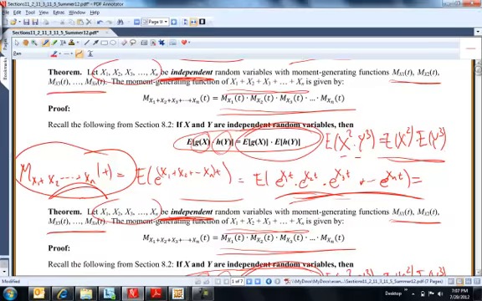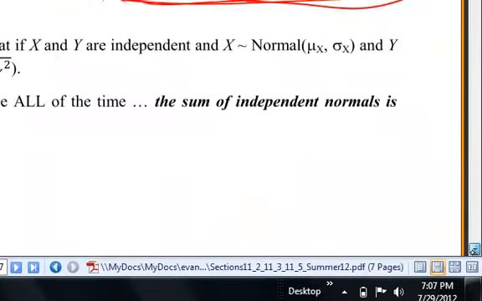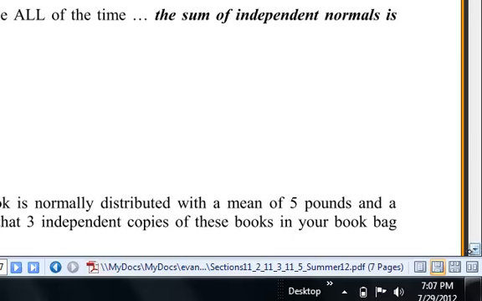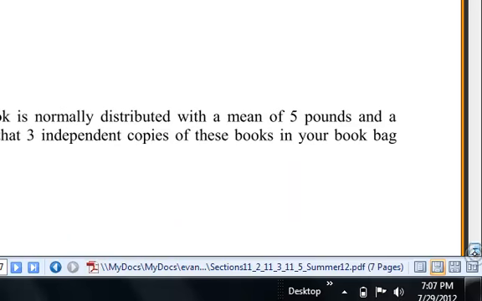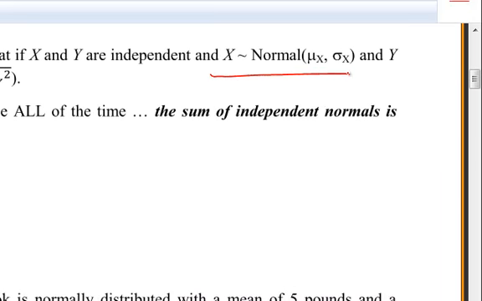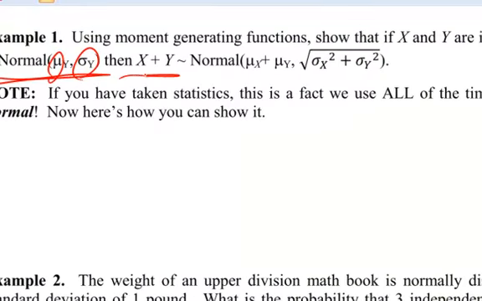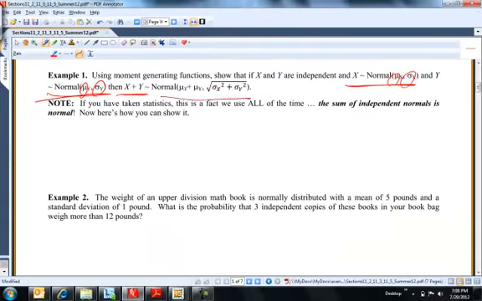So for example 1, I want to show that the sum of two normals is normal. We use this all the time in statistics. If x is a normal random variable and y is a normal random variable, each with its own mean and standard deviation, and I sum those two random variables, I still get a normal random variable. And I think we kind of take this for granted, you know, in statistics we do it so often.